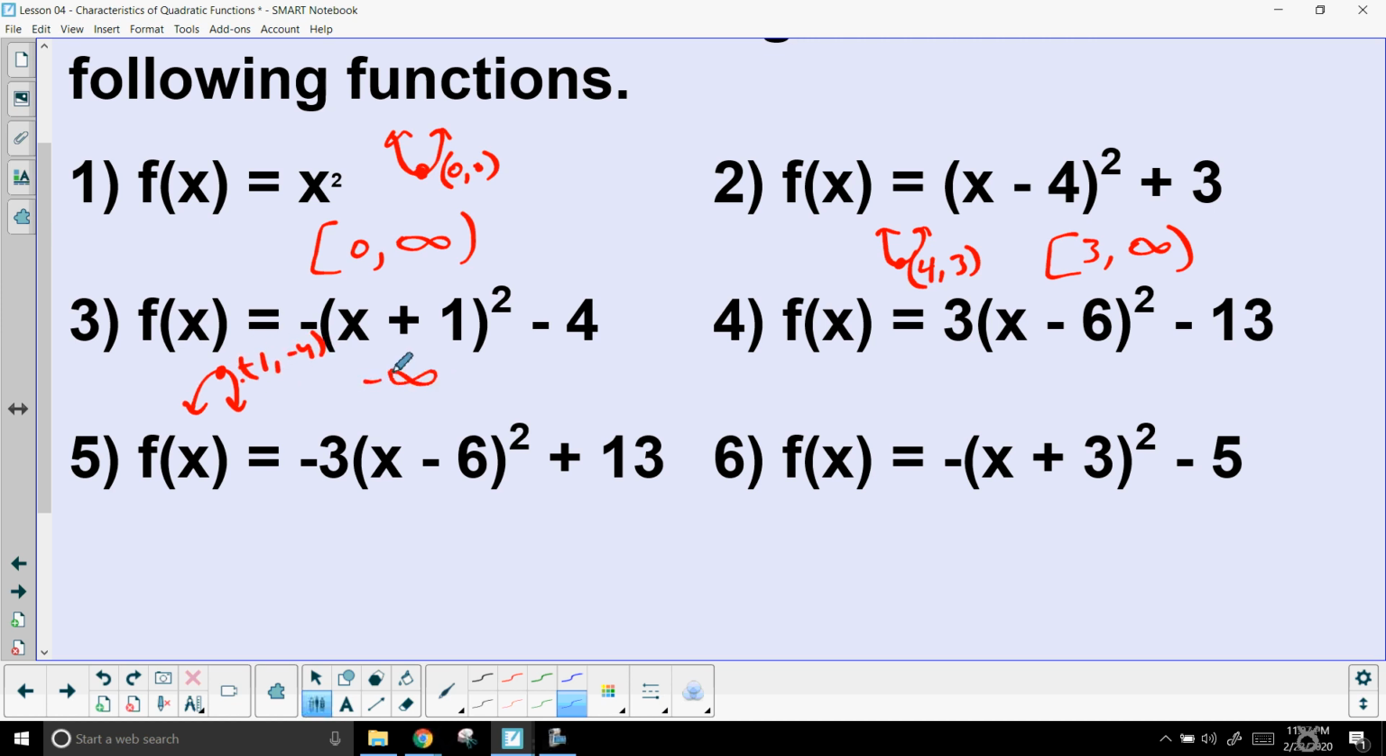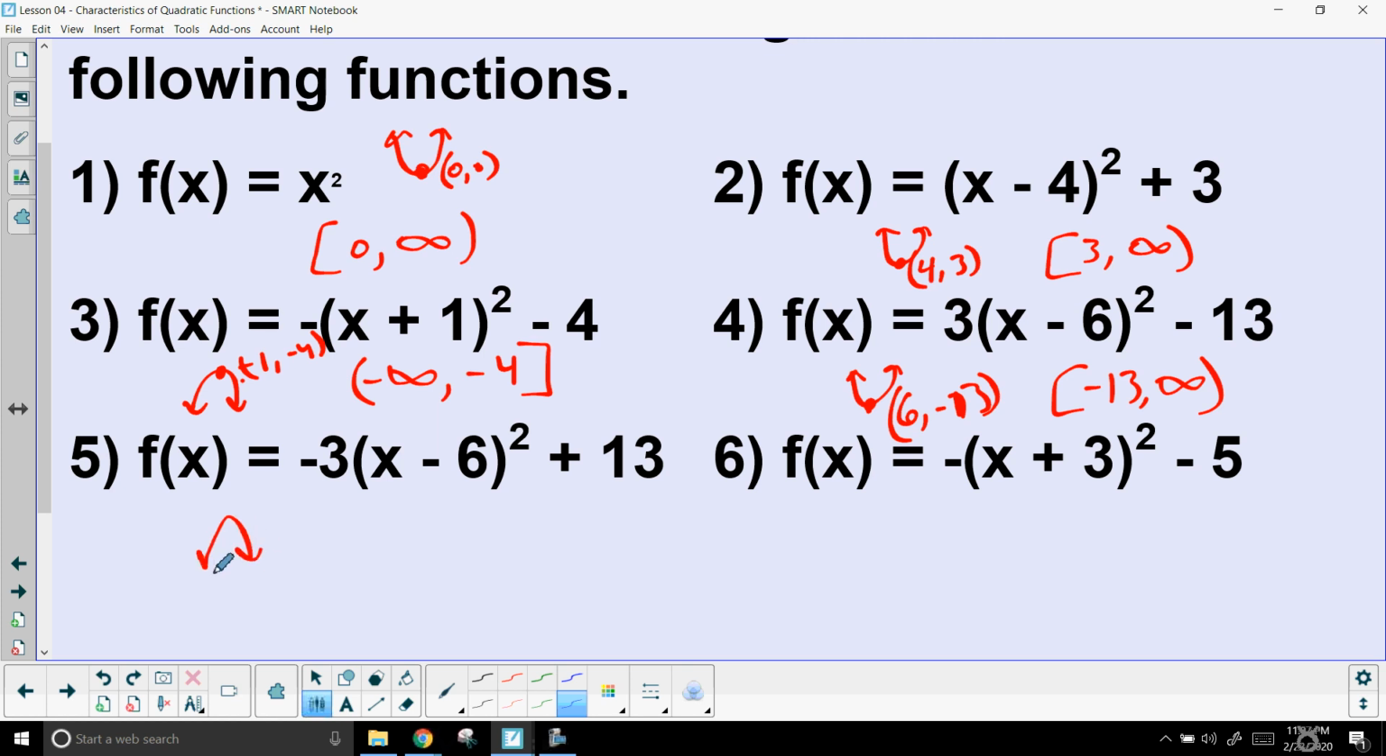Again, this one opens up. The vertex here is going to be (6, -13). So -13 is the lowest, and it opens up, so to infinity. Again, opens down. I'm telling you, once you get this opening down and up, it solves all your problems.